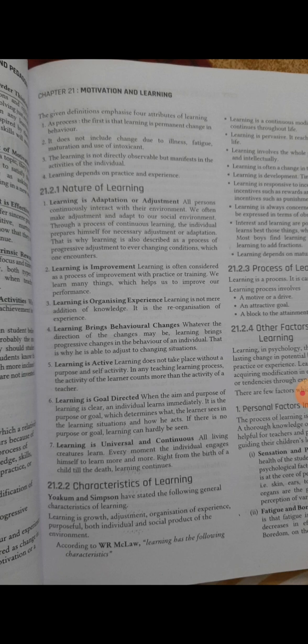Nature of learning. Learning is adaptation or adjustment. All persons continuously interact with their environment. We often make adjustments and adapt to our social environment. Through a process of continuous learning, the individual prepares himself for necessary adjustment or adaptation. That is why learning is also described as a process of progressive adjustment to ever-changing conditions which one encounters.